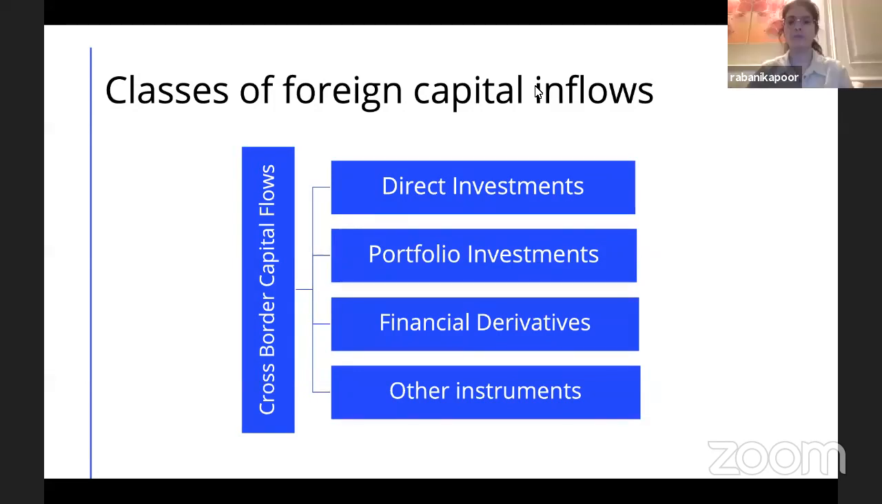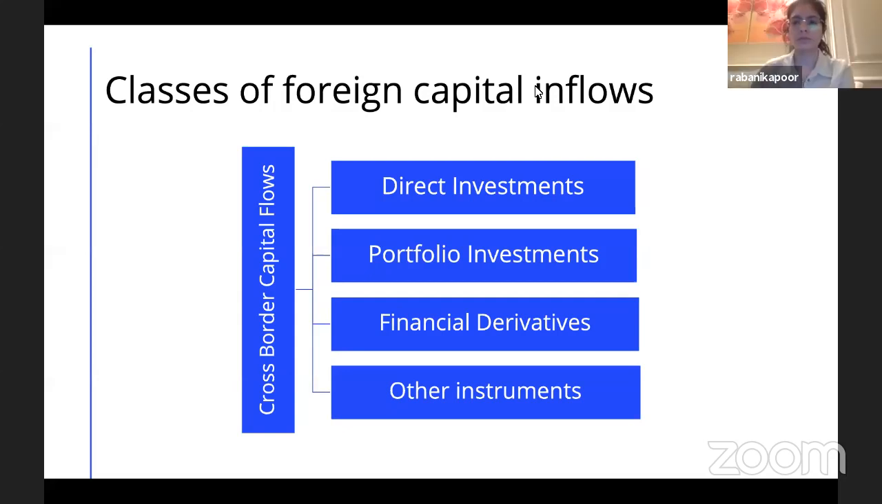So what are the brief classes of foreign capital inflows that are available to India? You have direct investments, which are basically lasting investments in the ownership and equity structure of the firm. You've got foreign portfolio investments, which are basically hot money, right? These are investments made in equity inflows in stock markets by foreign institutional investors and foreign agencies.